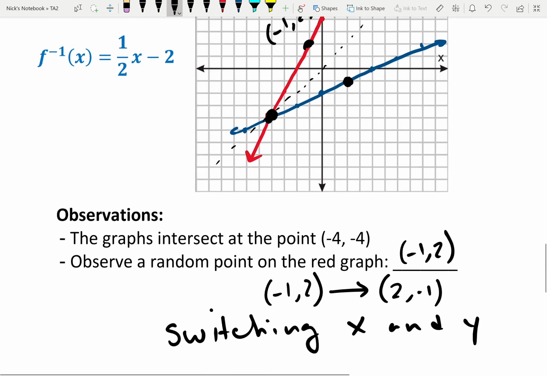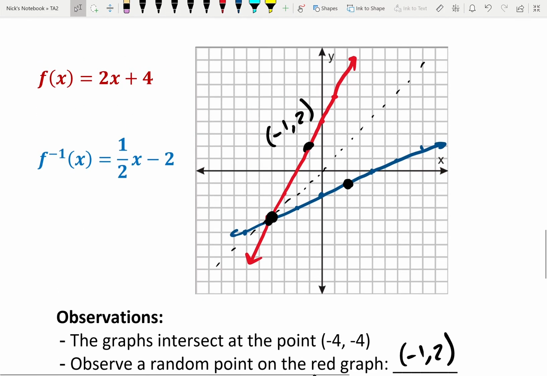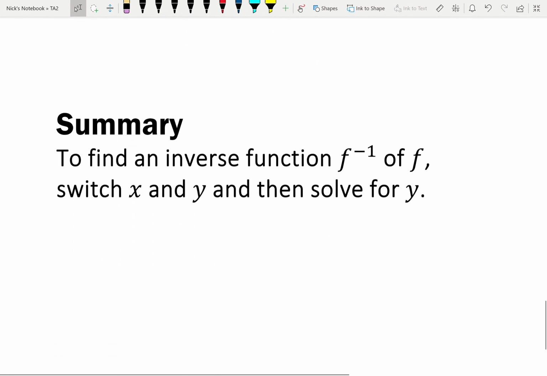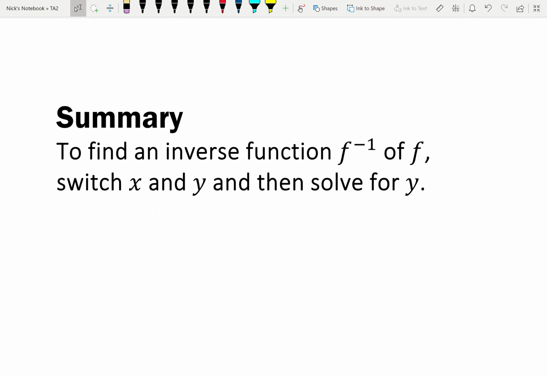Those are some observations about the graph and the algebra behind it. So just a quick summary. To find an inverse function of f, all you have to do is switch x and y, and then solve for y. We've talked about the background behind why that works and what it looks like graphically. I hope that helps you out a little bit, and that is inverse functions.